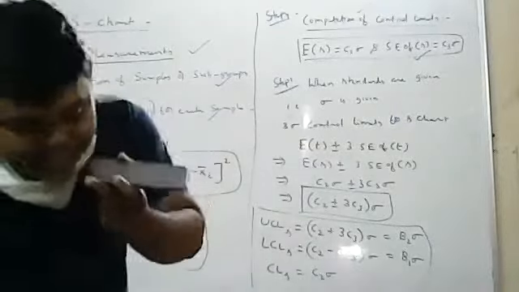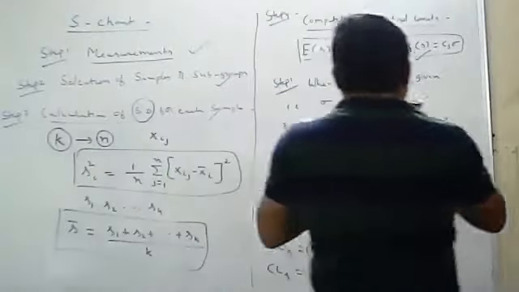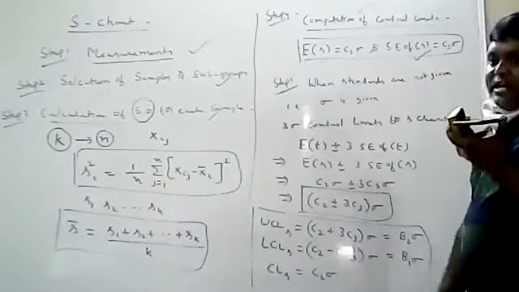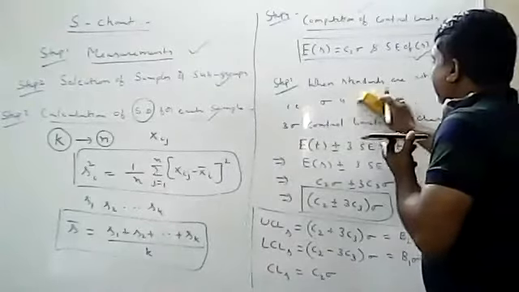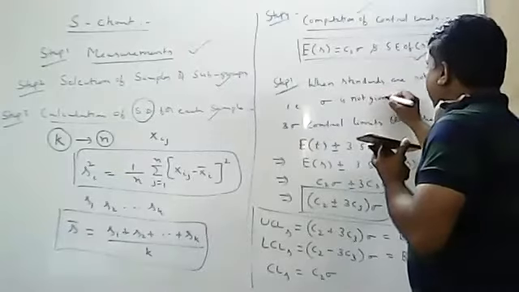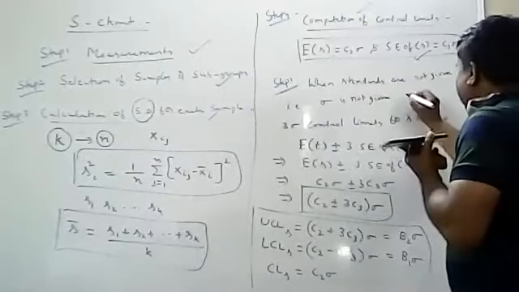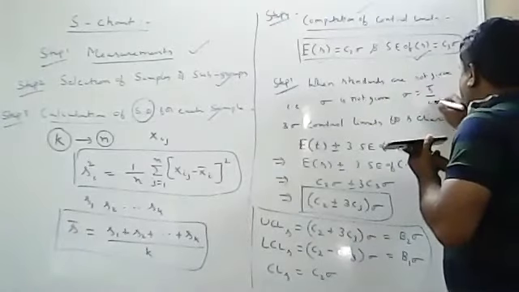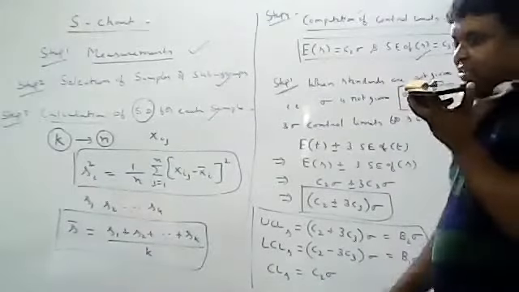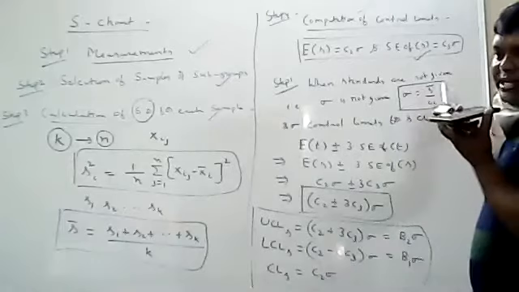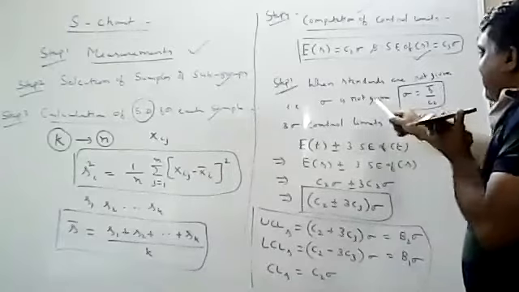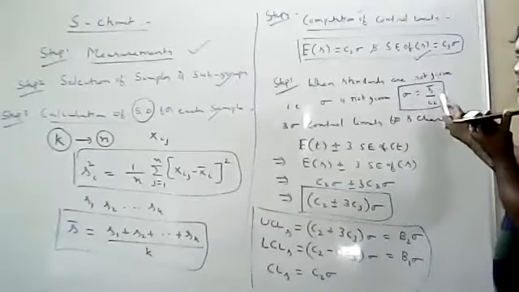Next case 2. What is case 2? When standards are not given. Standards are not given means which value is not given to you? Sigma is not given. Then sigma can be estimated by using S bar by C2. This formula we have learned in mean chart. Whenever sigma value is not given, you can estimate sigma by using S bar by C2.